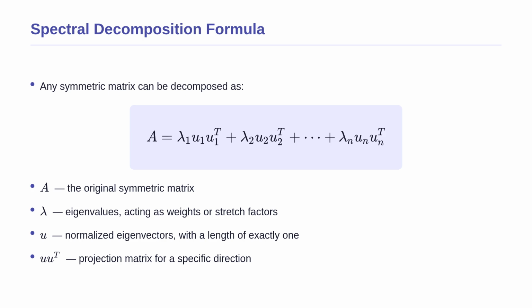The Greek letter lambda represents the eigenvalues, which act as weights or stretch factors. The vector u represents the normalized eigenvectors, meaning they have a length of exactly 1. Finally, the term u times u transpose creates a projection matrix. As an eigenvalue increases, the influence of that specific perpendicular direction on the overall transformation becomes much stronger.